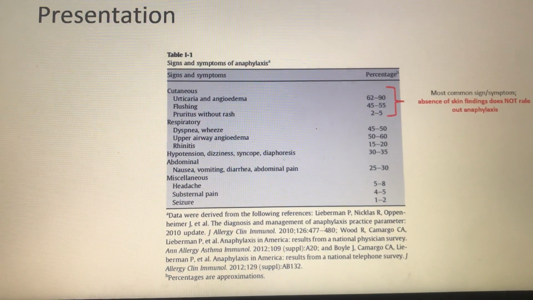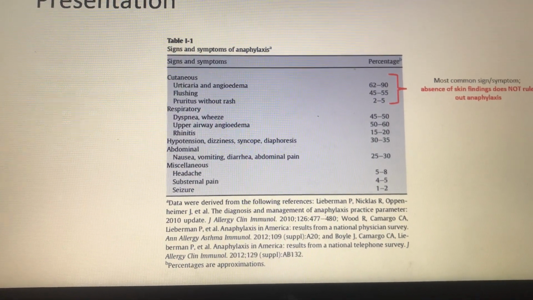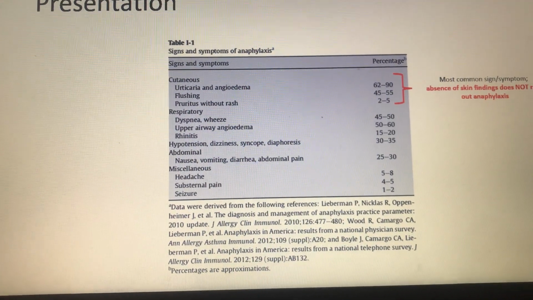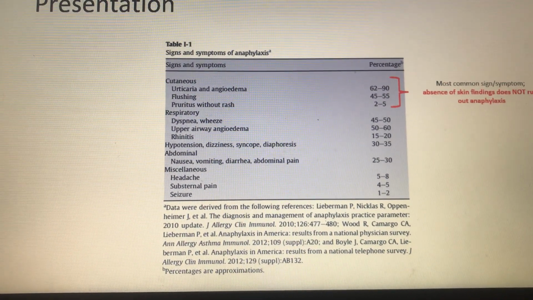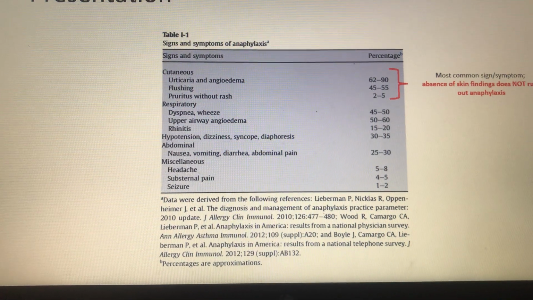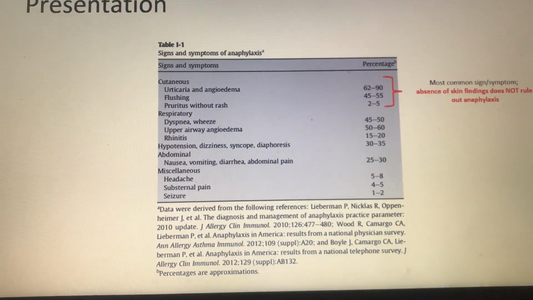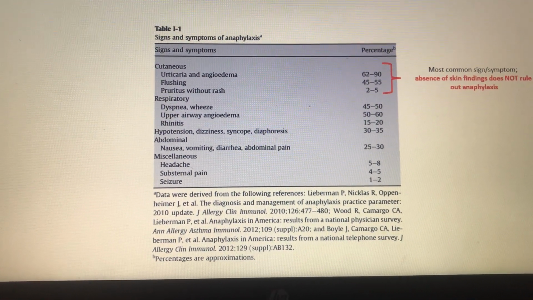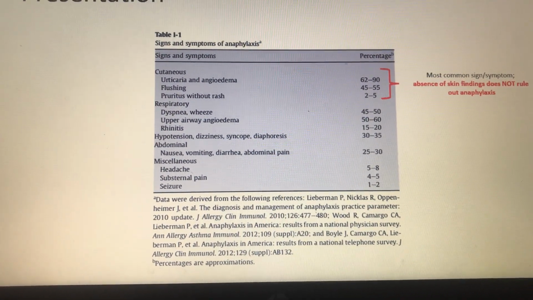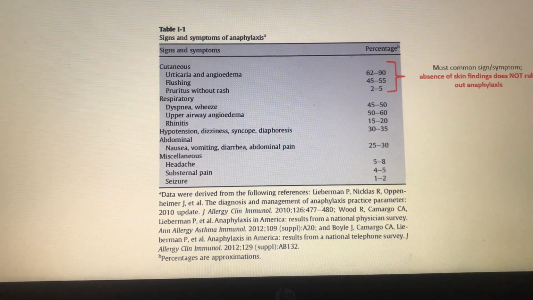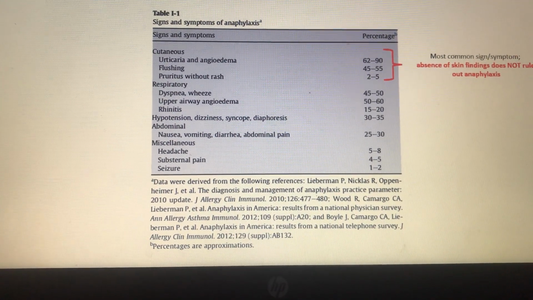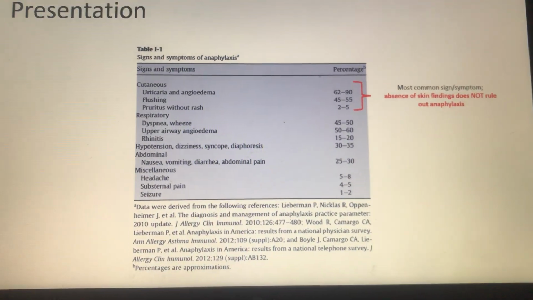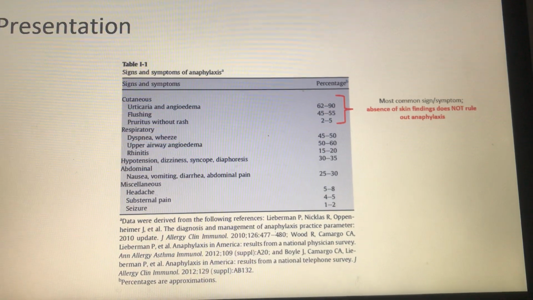So the symptoms of anaphylaxis. Normally, to have anaphylaxis, there must be affected systems, like the skin. At least two systems should be involved: either the skin, the cardiovascular system, the respiratory system, or the gastrointestinal system. From the skin, you tend to see urticaria, angioedema, and flushing. But remember that absence of skin findings does not rule out anaphylaxis.